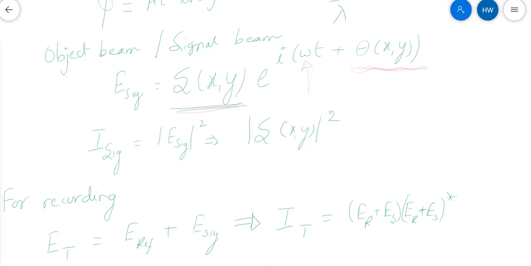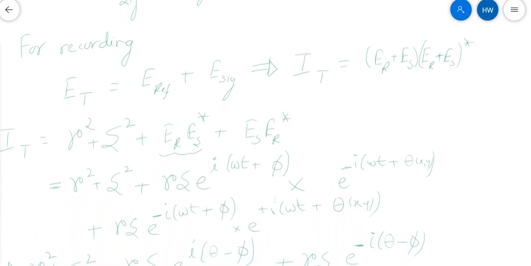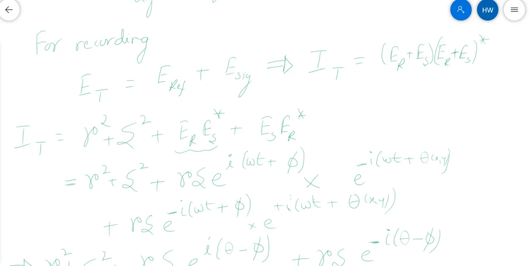So if I simply take the intensity of the signal beam, these phase factors will be cancelled out, and what we would get is basically a map of the amplitude, and that's what is captured in a 2D photograph. What we are doing in a hologram is to add both the reference beam as well as the signal beam, and then record that intensity arising out of these amplitudes in this manner.